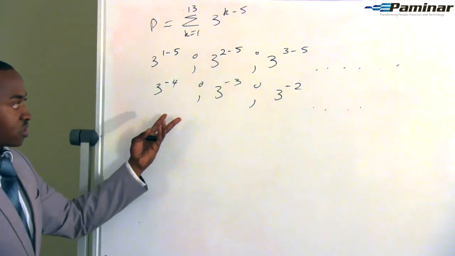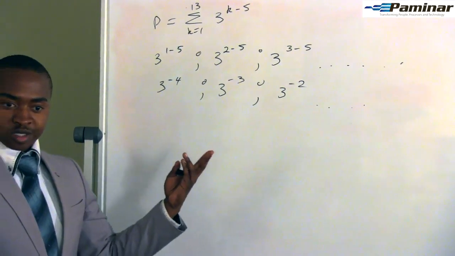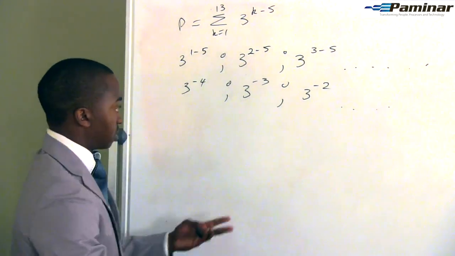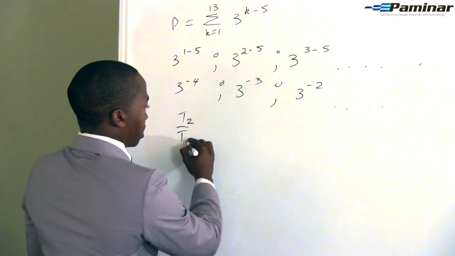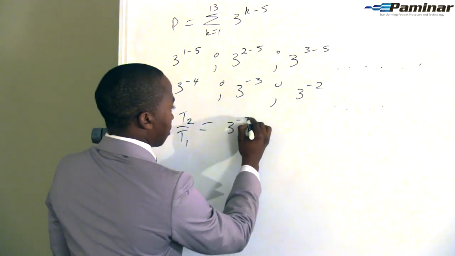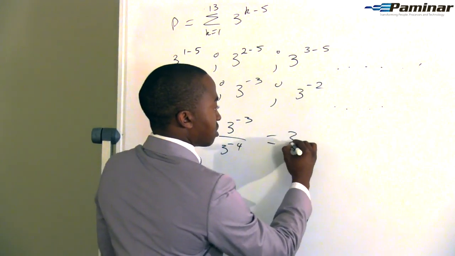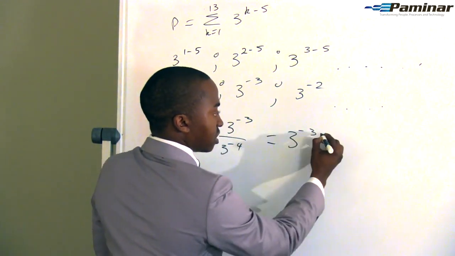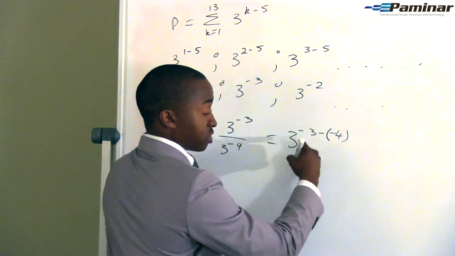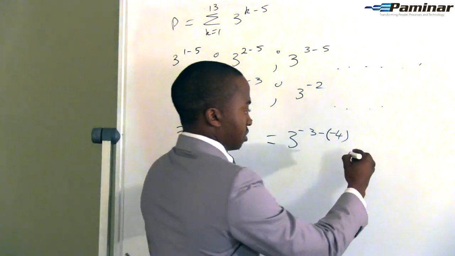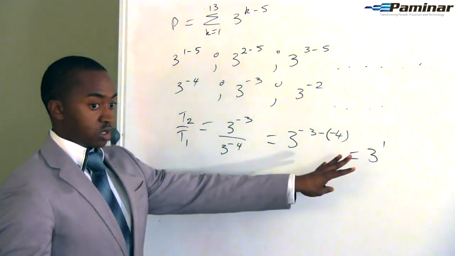Would you say we're dealing with a common ratio or a common difference? I would say a ratio. Reason being, let's find out what the ratio of T2 over T1 is. T2 is 3 to the negative 3, T1 is 3 to the negative 4. This is the same as 3 to the negative 3, since it's dividing, it's going to be subtracting, minus the negative 4, which is 3 to the negative 3 plus 4, which is the same as 3 to the 1. You see that ratio? It's 3.